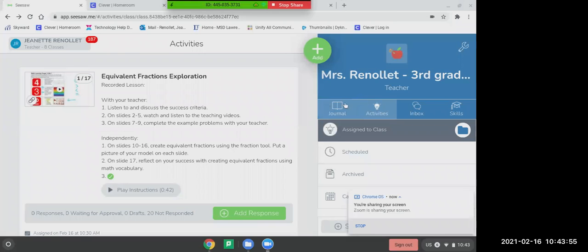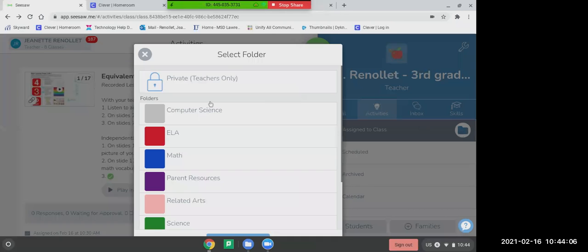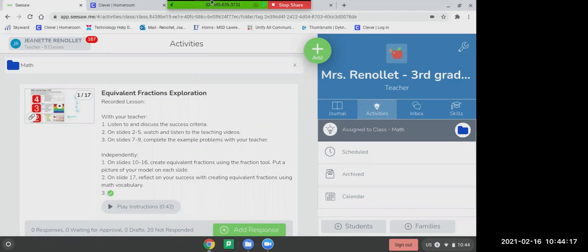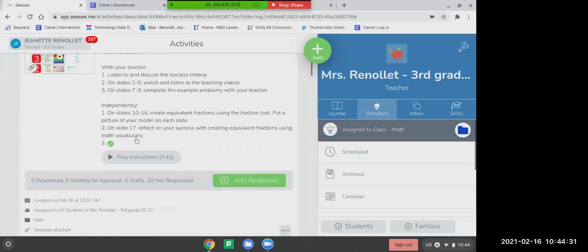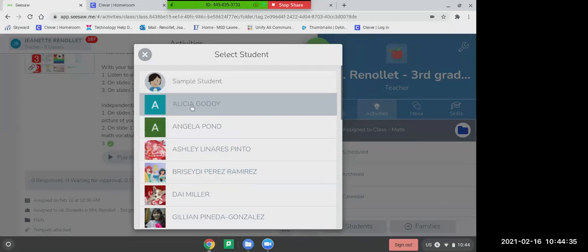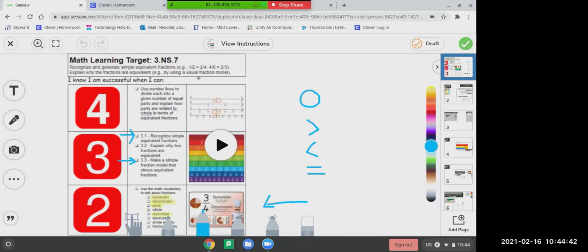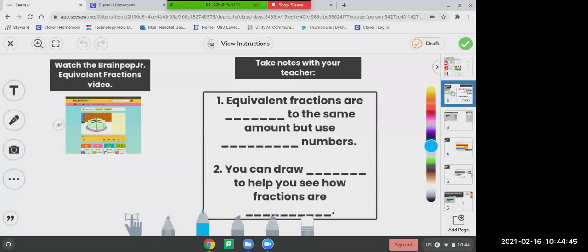On Seesaw, you need to click Activities, Assigned to Class folder, blue for math. In your blue math folder, you will find our task for today. Our task for today is called Equivalent Fractions Exploration. Go ahead and open that up with me, please. And we will begin taking some notes on slide number 2, where you see the Brain Pop video. Click on slide number 2.